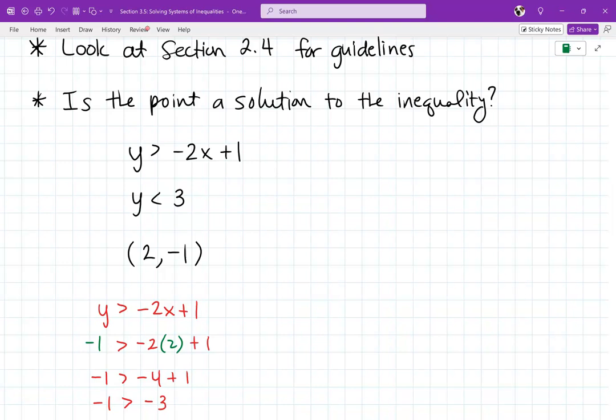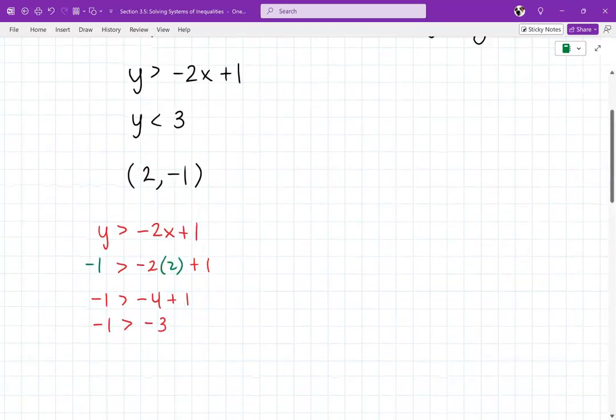True. That's true. Okay, so far I can say that that point works for the top equation. But the question is, does it work for both of them? So this is a true statement, so we're good with this one right here. Okay, so let's try it in the other equation.